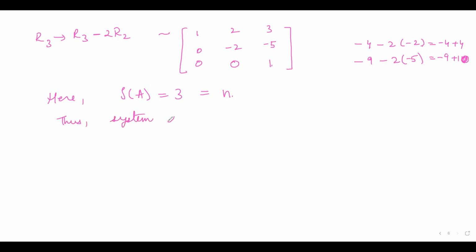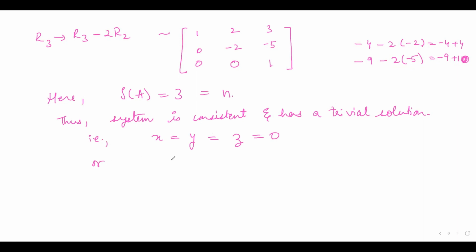The system is consistent. And now the point that we need to check is whether it has a non-trivial solution or a trivial solution. So the system is consistent and has a trivial solution because the rank is equal to the number of unknowns. So that is your x, y, and z. They all are equal to 0. Or we can also write this in this form, that capital X is this. So this is how we can find out the solution of a homogeneous system of equations.